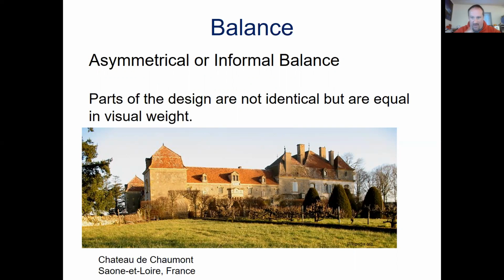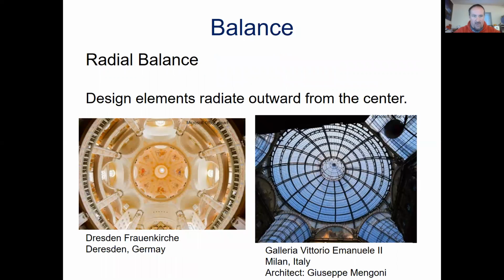So with this, it's got the same roof types, but they're a distance apart from the main section. They're both kind of boxy, but they're very similar. So that would give it asymmetrical or informal balance.